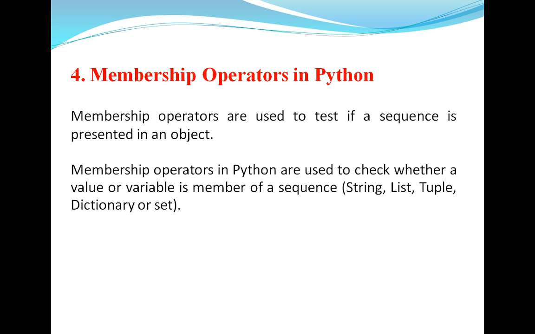in this case, membership operators are used to test if a sequence is present in an object or not. Means, suppose you have a list or tuple or dictionary and you want to check whether this particular element is in the list or not, then you will use the membership operators. That means it is used to find an element in the specified sequence. Membership operators in Python are used to check whether a value or variable is a member of a sequence, and a sequence can be string, list, tuple, dictionary or set.